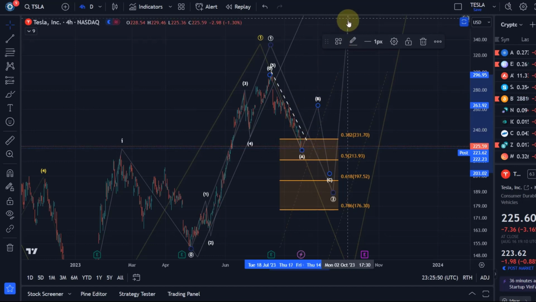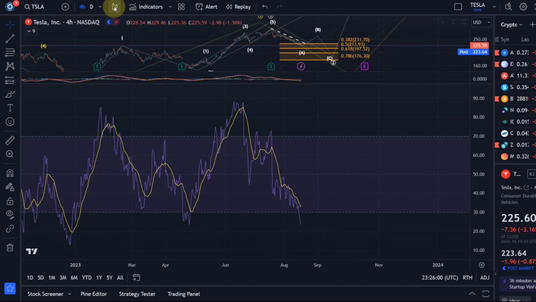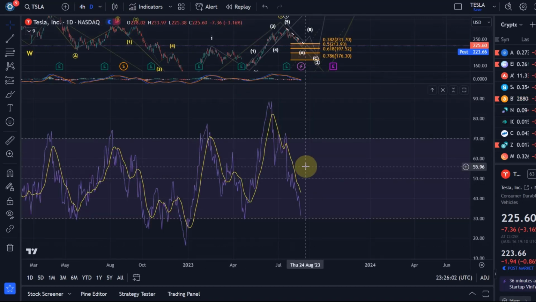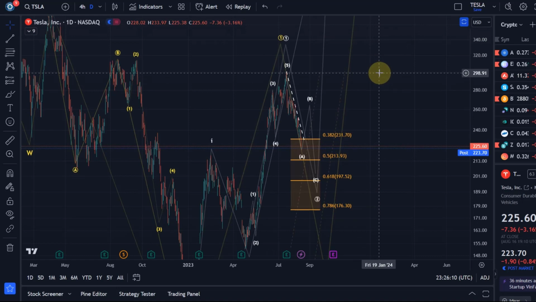It could go up directly, right? That's why we've got this support area. However, I feel a clearer 3-wave structure would be more ideal. Also looking at the daily chart, here you can see we are nearly oversold, but also very low on the RSI. So it's getting very interesting for Tesla, I think.